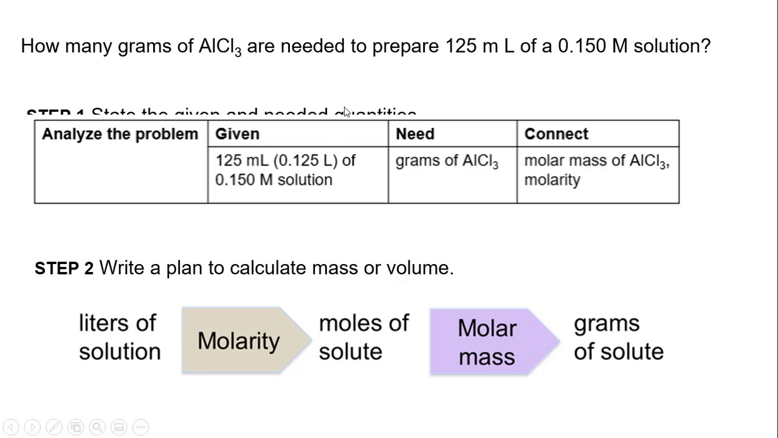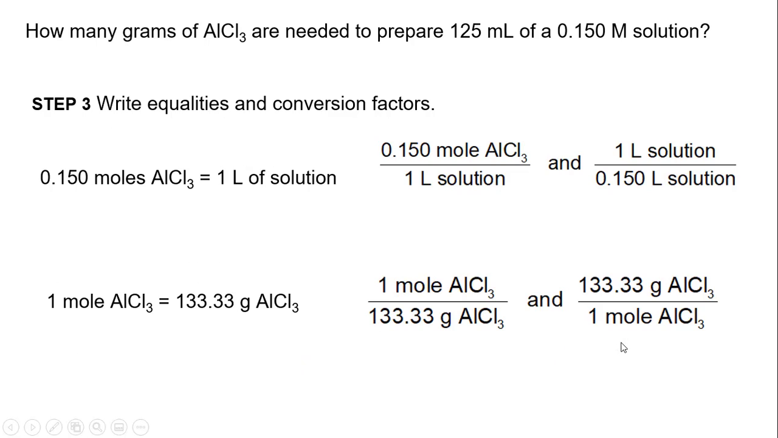We need grams of aluminum chloride for the solution, and we're going to need the molar mass and the molarity. So here's what you might call stepping stones. We are given liters of volume, so we're given liters of solution, and we're going to need a molarity in order to get to moles. So the volume here needs to cancel out with the volume of the molarity formula. The liters here will cancel out with the liters here. That will produce moles, and then from there we can use the molar mass to get grams of solute.